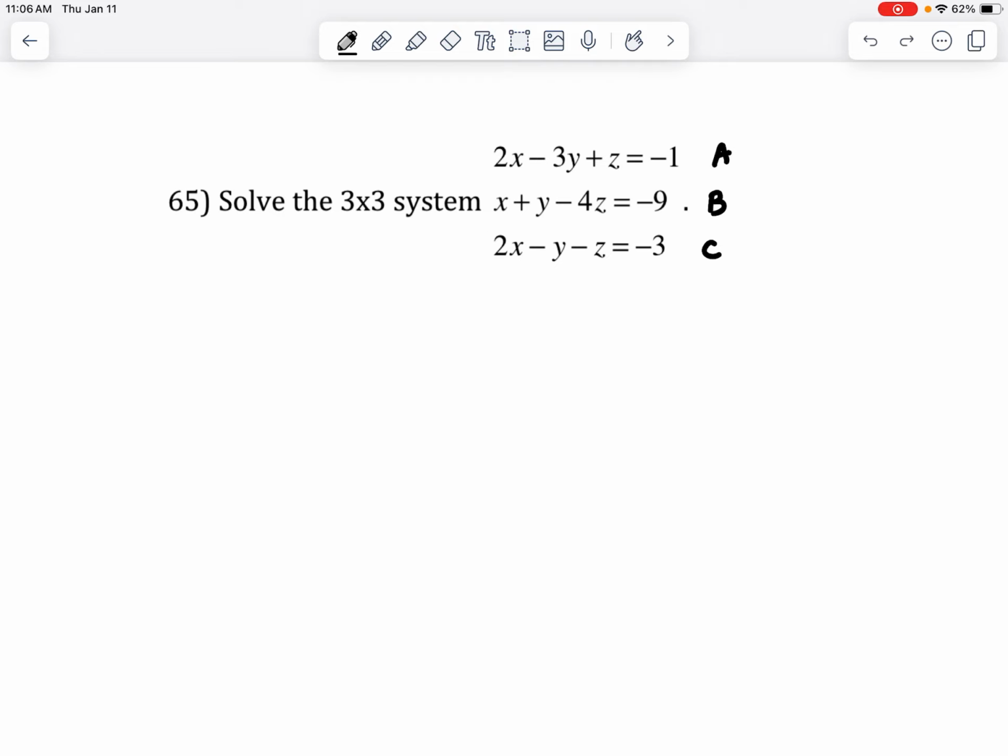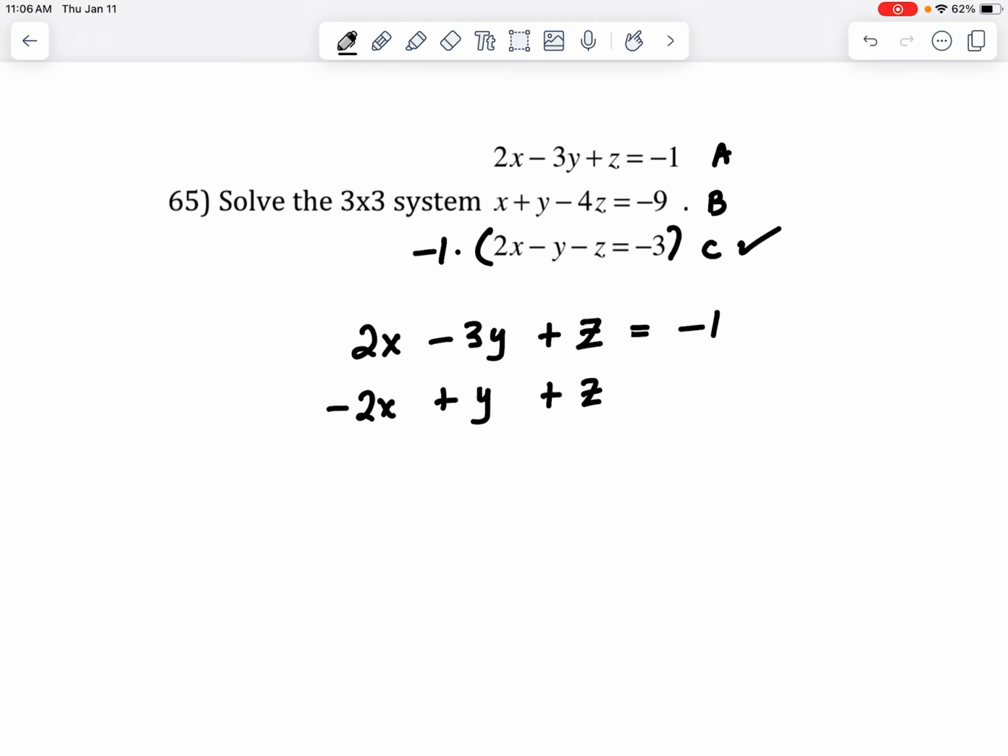So I'm going to go ahead and just write down equation A, which is 2x minus 3y plus z is equal to negative 1. And then for equation C, I'm going to go ahead and multiply through by a negative 1. So multiply this equation by a negative 1. So that will result in the 2x becoming a negative 2x. And then it'll be plus a y and plus a z, and the negative 3 will become positive 3.